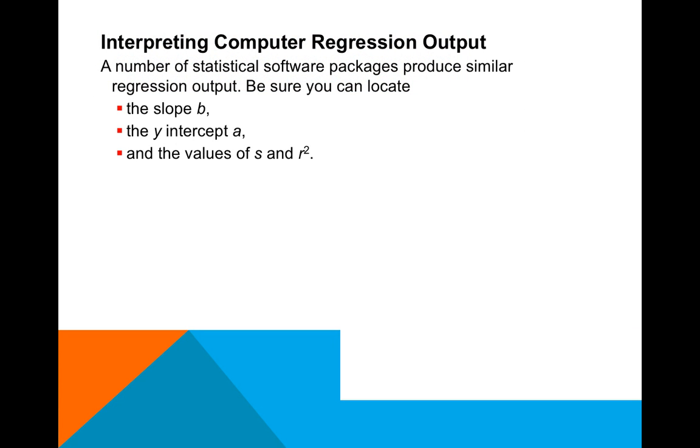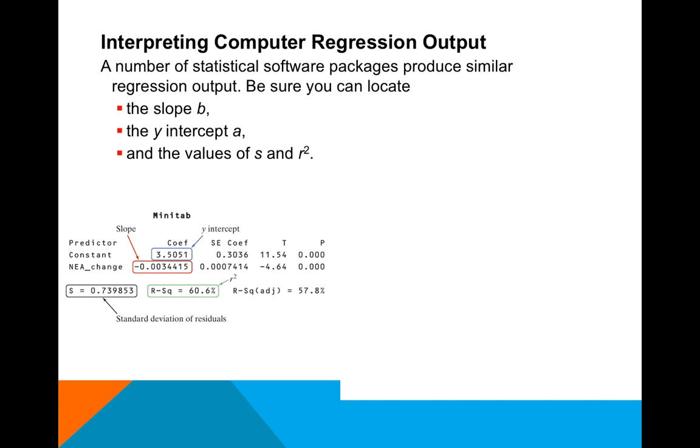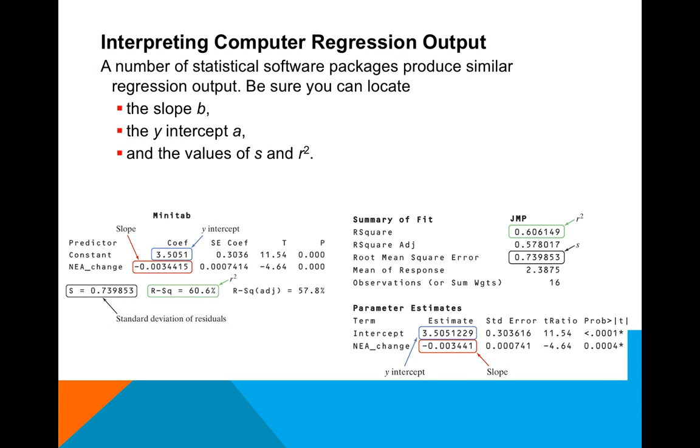You should be able to find all of those values from computer output as well, because sometimes problems will give you just the output and not the data. In that case, you have to be able to read it. So you should be able to find the slope, the intercept, R squared, and S. Again, these are the two examples that you saw in the previous set of slides. Remember, y-intercept's always on the top, slope's always on the bottom. Slope is always next to your x variable.